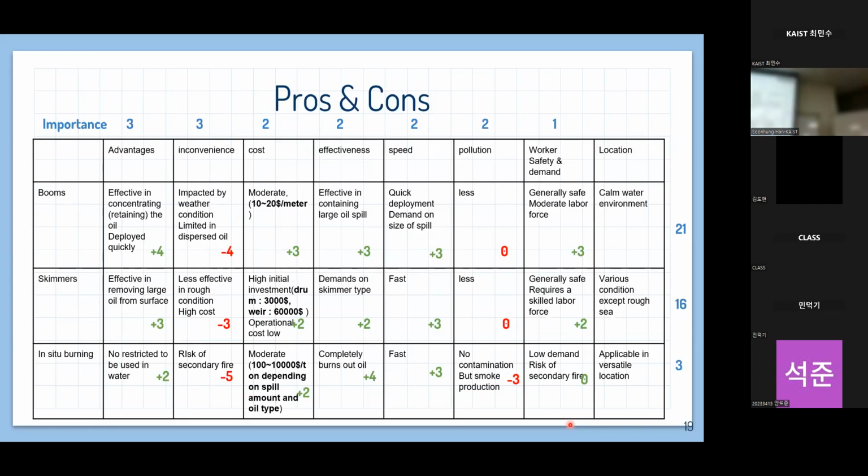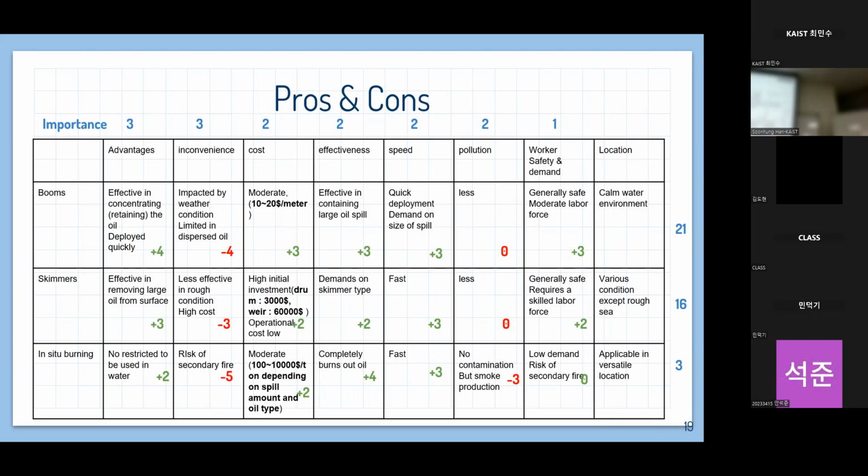We evaluated 6 methods using 7 criteria. These are the items of advantage: inconvenience, cost, effectiveness, speed, pollution, and worker safety and labor demand, respectively. Among these, in the cost column, the cost of boom represents the price per meter, and the cost of skimmers represents initial investment cost. The rest represent the price required to clean up the oil spill per ton.